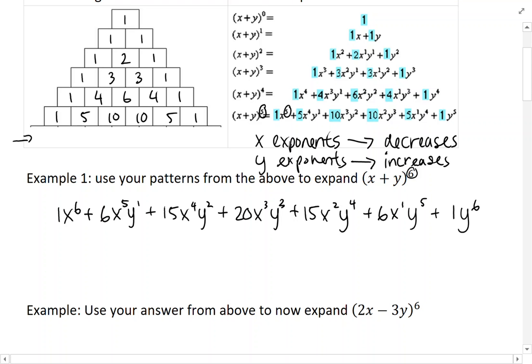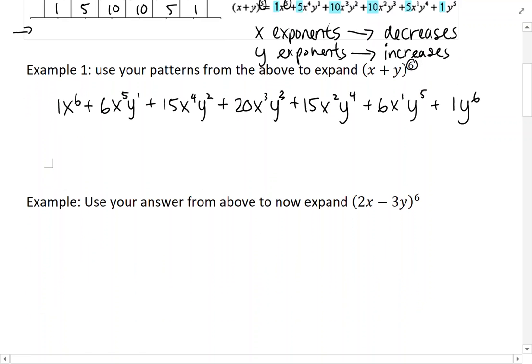So that's the expanded form. And instead of having to multiply each bracket out, there it is. Now we're just going to take it one step further.